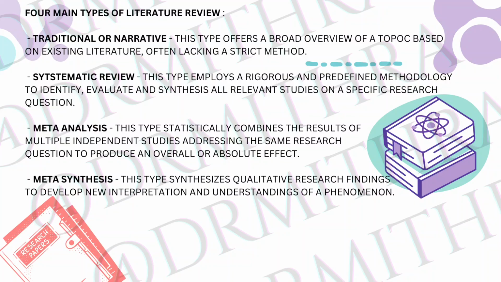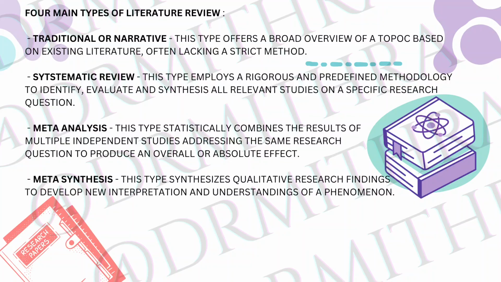So the next thing is the main types of literature review. There are 4 types: traditional or narrative, systematic review, meta-analysis, meta-synthesis. These types are based on the aim and method and how you do it. First one is traditional or narrative review. This one gives you a broad overview of the topic based on the existing studies without a strict method. It's more general and flexible. It is good for understanding wide topics. This type often lacks a strict method. This is what you'll have to write.